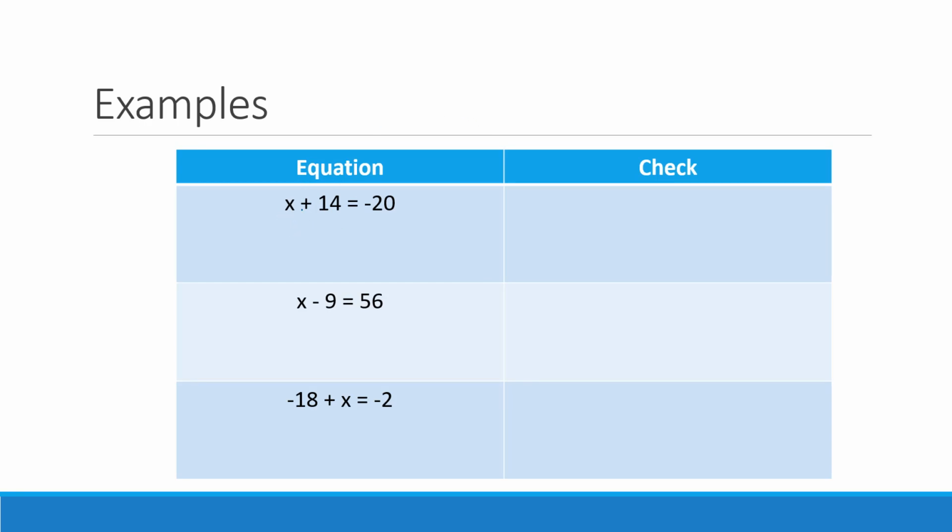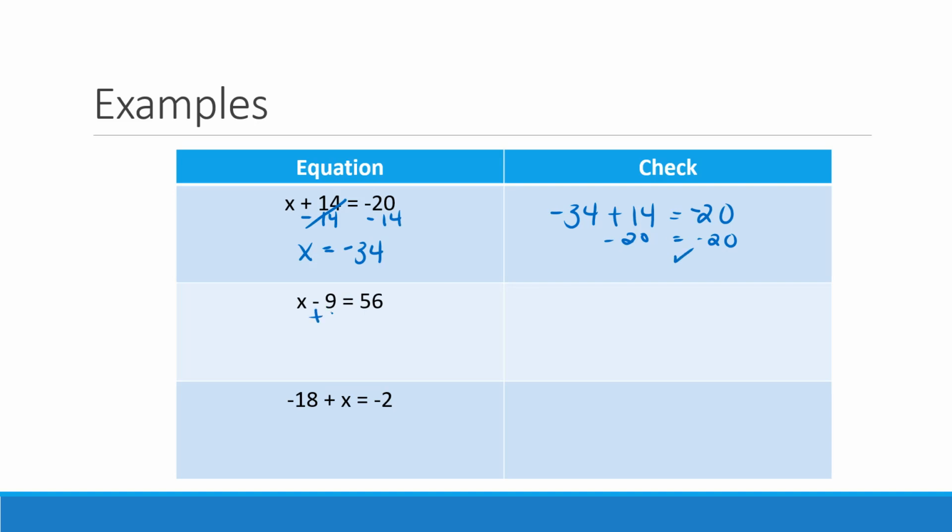14 is preventing x from being by itself. So instead of adding 14, I'm going to do the opposite and subtract 14 from both sides. And we get x is equal to, you could treat this as negative 20 plus negative 14. You can treat it as negative 20 minus 14. It's going to give you the exact same answer. So we're going to get negative 34. To check your answer, plug negative 34 back in for x. And we say, okay, negative 34 plus 14, does that equal negative 20? Yes, it does. So this checks out.